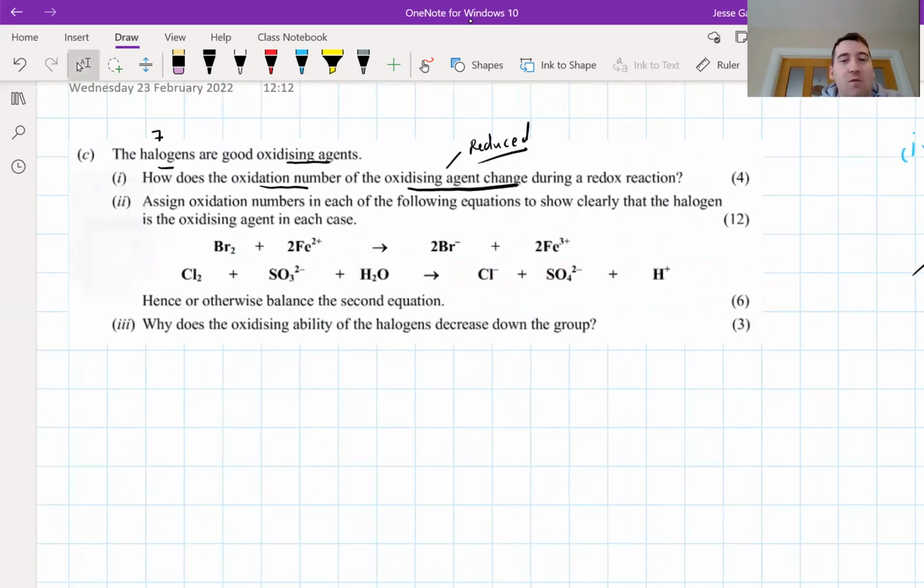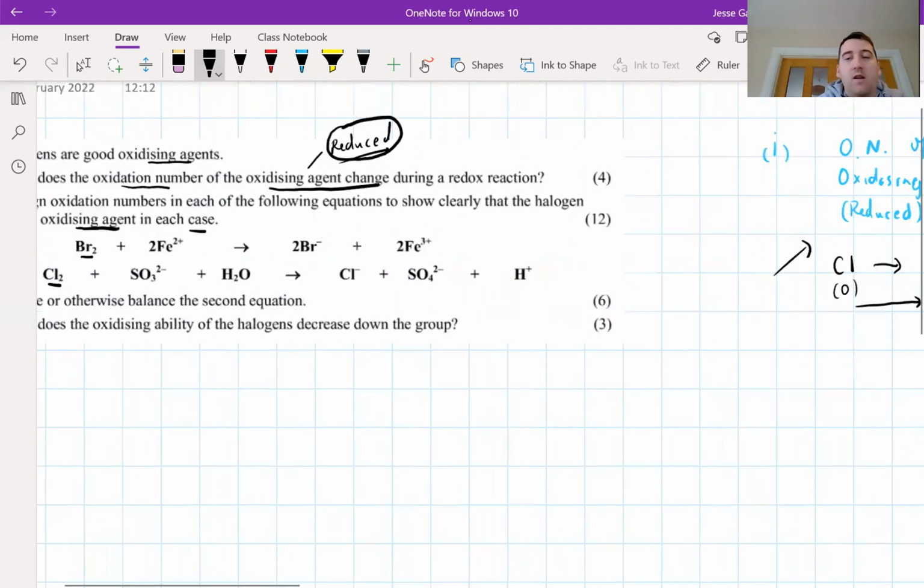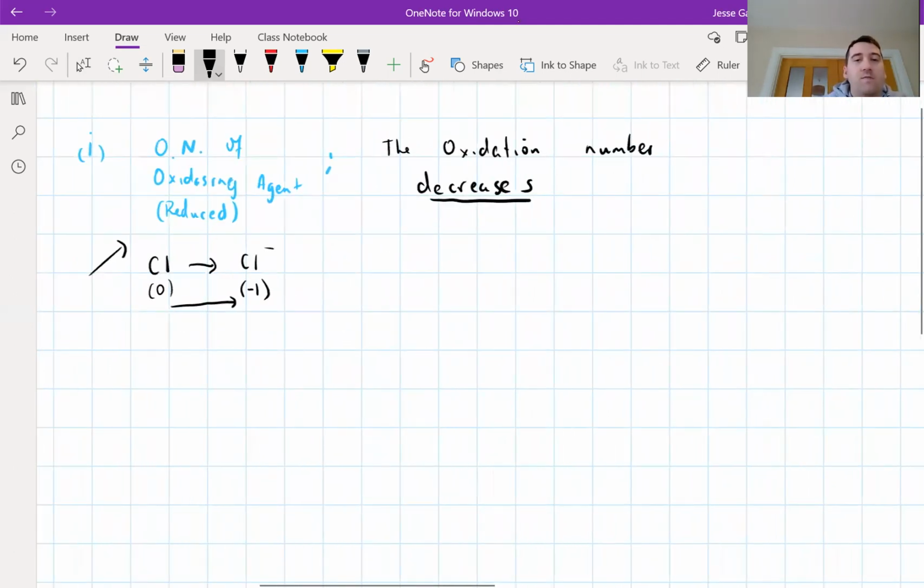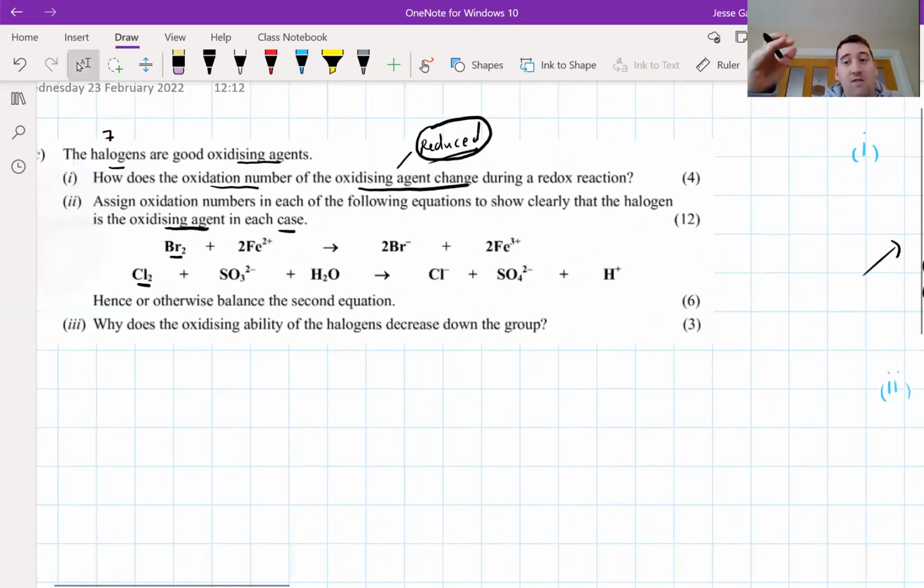Assign oxidation numbers to each of the following equations to clearly show the halogen is the oxidizing agent in each case. So remember, what do we want to show? If it's the oxidizing agent, it is reduced. So we want to show the halogen, which is the Br2 or the Cl2, we want to show that they get reduced. All right. So I'm going to go to part 2. And what I want you to do is pause the video and write down the 2 equations, leave a space between them. Do that first.